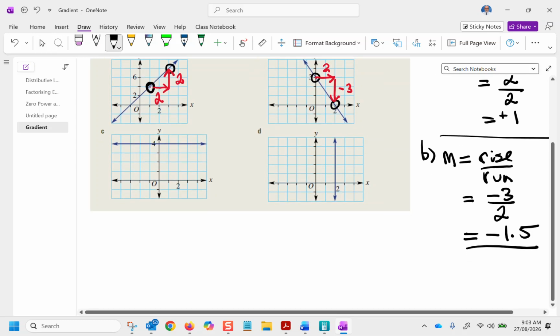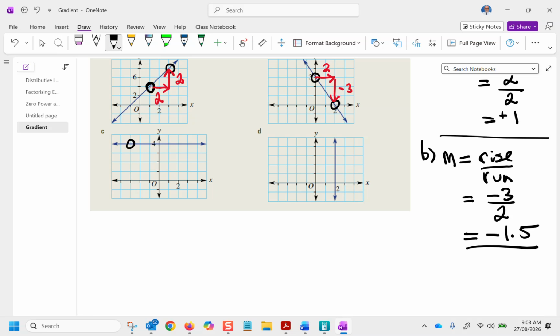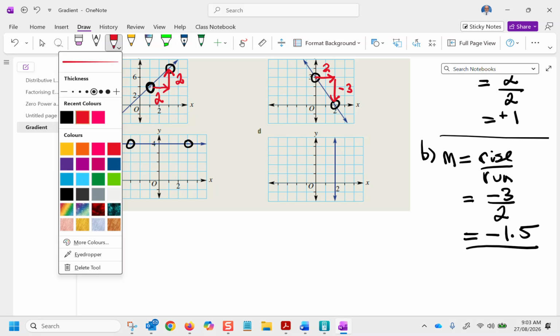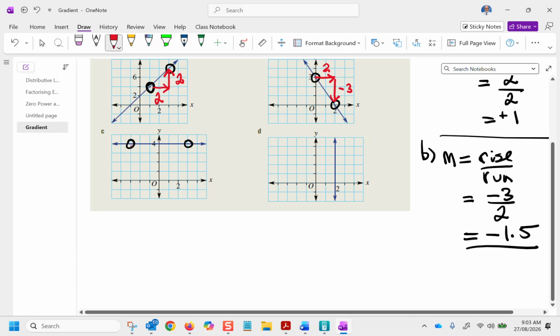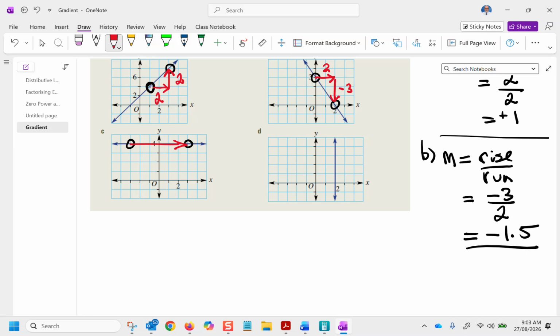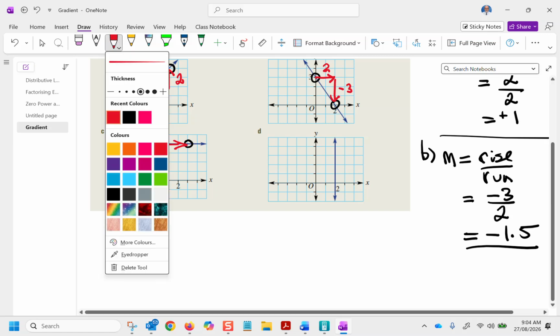So for part C, we have a horizontal line. I'll pick a point here, and I'll pick another point over there. Now if I get my red pen out this time, well, I can move forwards, that's okay, but there's no vertical line, there's no up or down. So this was a run forwards of 1, 2, 3, 4, 5, 6. So that's a run of 6. But what's the rise in this one?